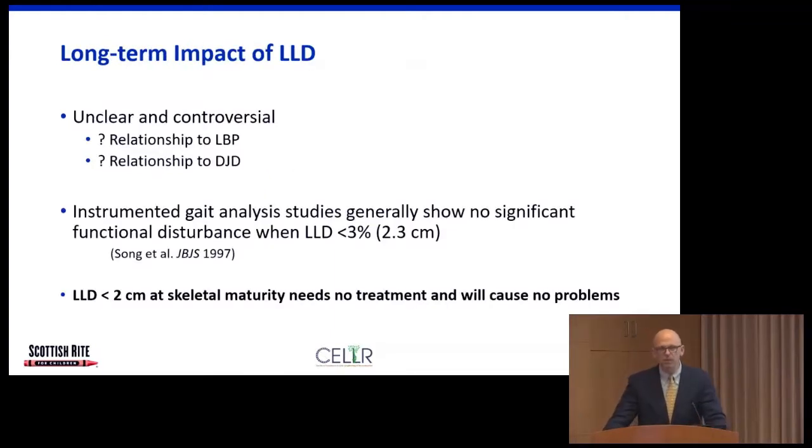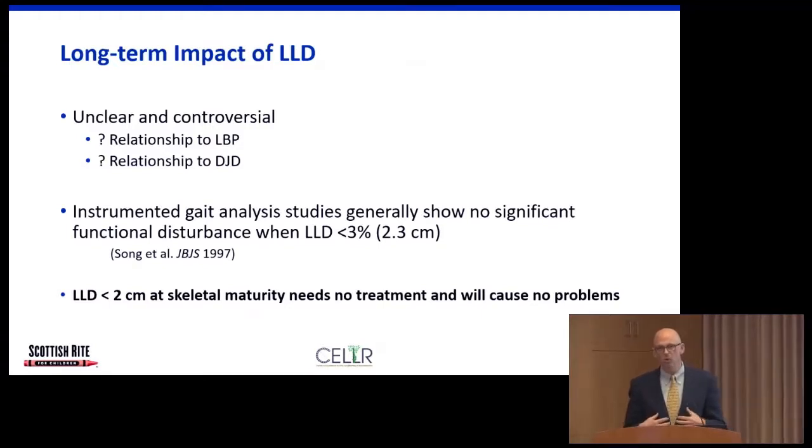Whether this has a long-term impact really is still unclear and somewhat controversial when you're asking, does a limb length difference make a difference on low back pain or degenerative joint disease? We know from our own studies, and we're going to review this a little bit later in the talk, that instrumented gait analysis studies generally show that there's no significant functional disturbance when you have a leg length difference that's less than 3% of the contralateral long side. So if it's less than 2.5 centimeters or less than an inch, it doesn't really have any gait disturbance and generally won't have any functional disturbance.